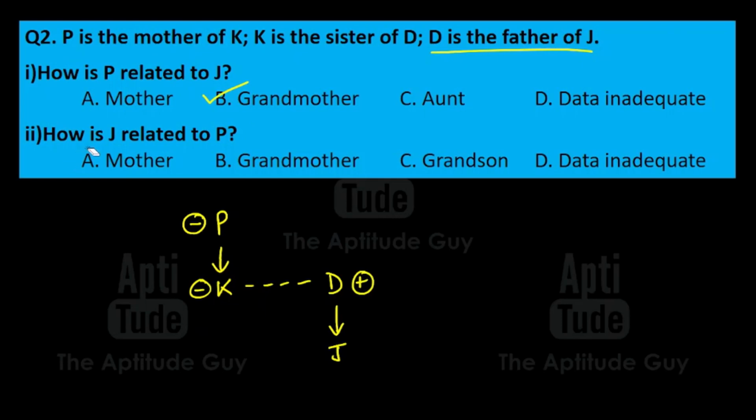Now the second one says, how is J related to P? If at all you said grandson, I'm afraid you are wrong. Because we don't know if J is male or female. So we don't know if J is the grandson or the granddaughter of P. If at all grandchild was there in the options, that would have been the correct answer. But grandson, no idea. Granddaughter, no idea. So the answer is option D, that is data inadequate. Data is not enough, data is insufficient because we need to know if J is male or female.